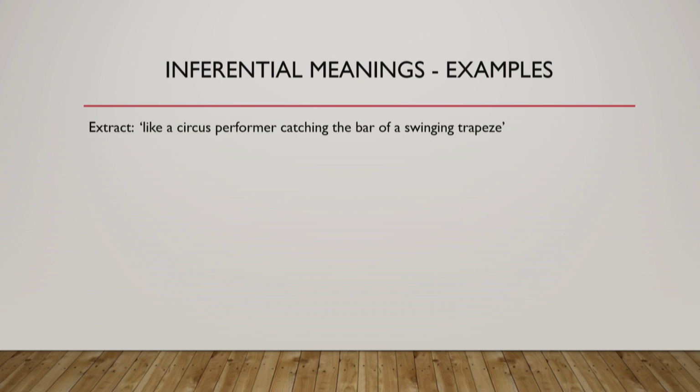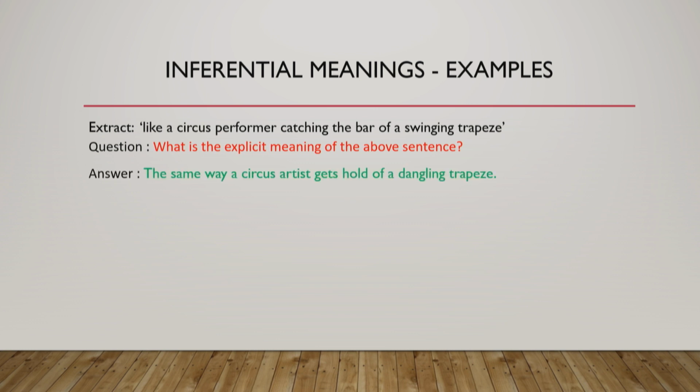Let's consider the following extract. Like a circus performer catching the bar of a swinging trapeze. The question is, what is the explicit meaning of the above sentence? The answer is, the same way a circus artist gets hold of a dangling trapeze.